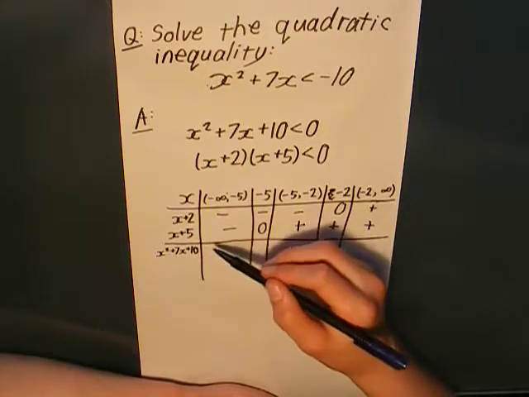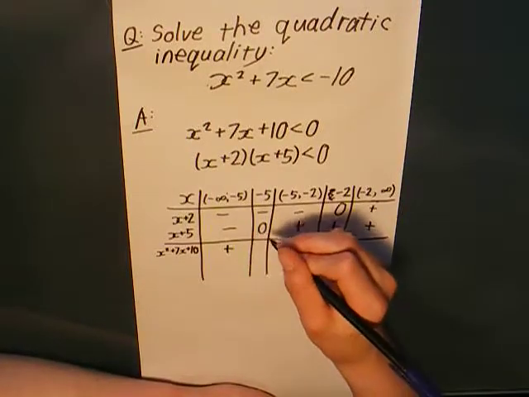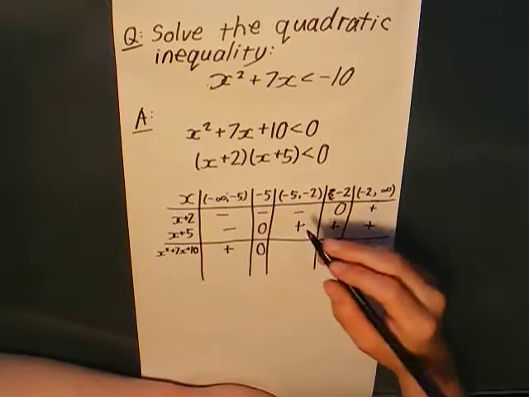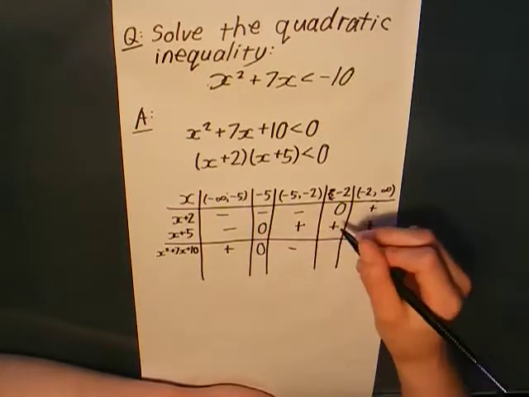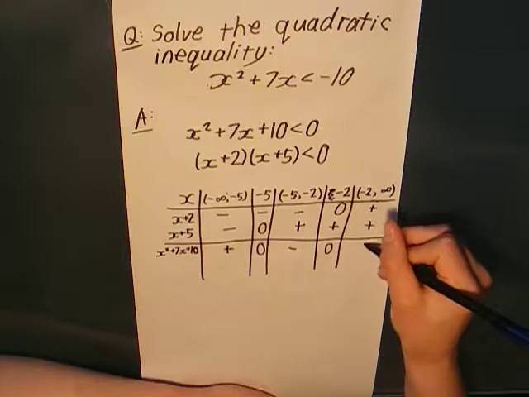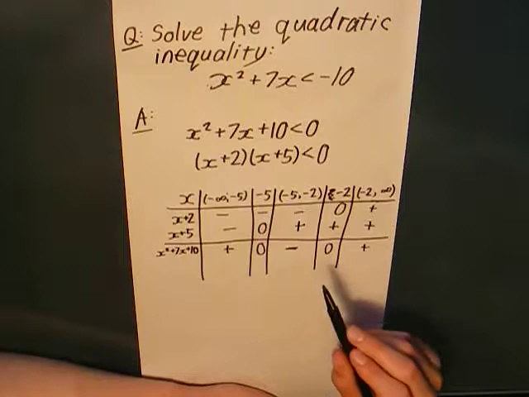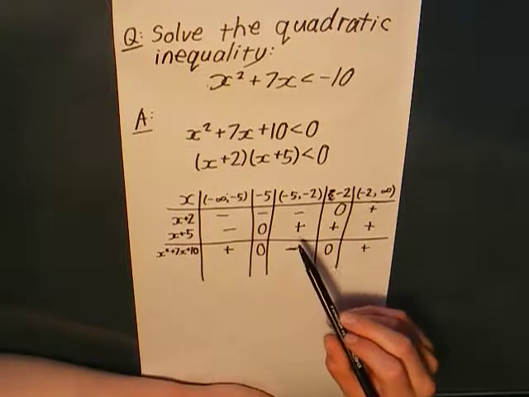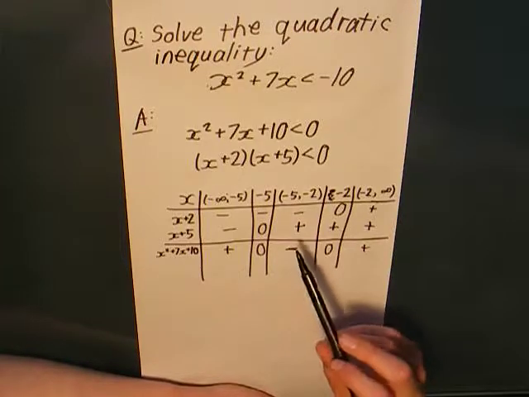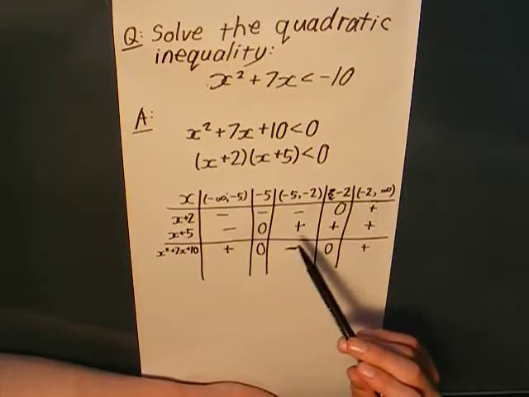Now I'm going to multiply these together. Multiplying two negative numbers together gives a positive number, multiplying a negative by 0 gives 0, multiplying negative by a positive gives me negative, and multiplying 0 by a positive gives me 0. Positive by positive gives me positive. So now you can see the only interval that satisfies it being less than 0, not equal to, is negative 5, negative 2.